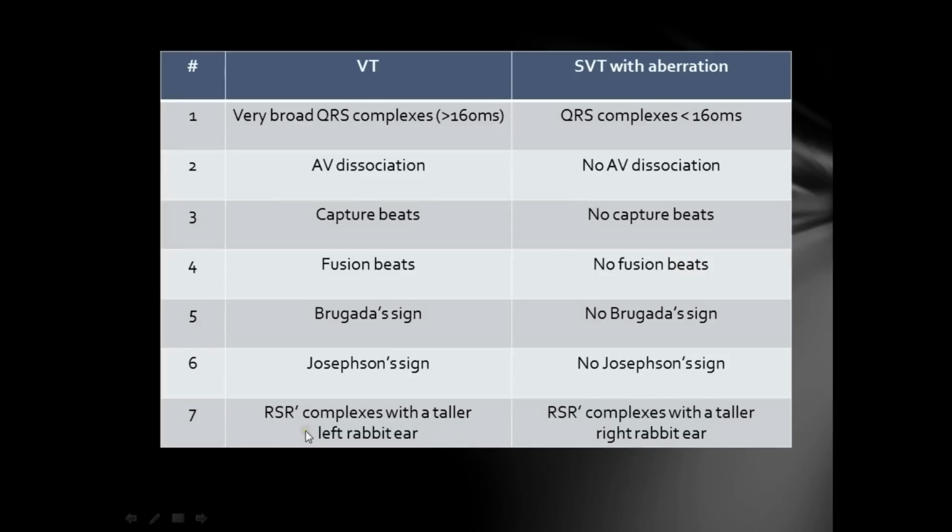And now the seventh difference is that you have an RSR prime complex with a taller left rabbit ear in ventricular tachycardia. And this is the most specific finding which is in favor of ventricular tachycardia. But again, this is not always the case. This is in contrast to SVT with aberrancy, in which you have a taller right rabbit ear. And again, this is not always the case.